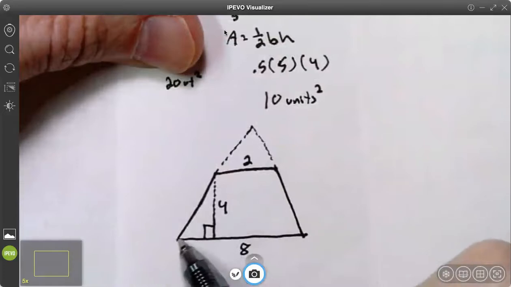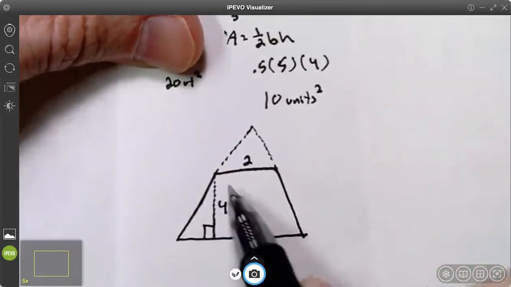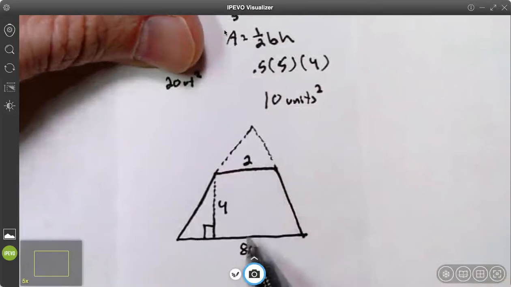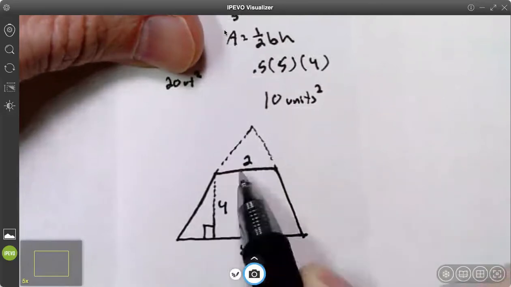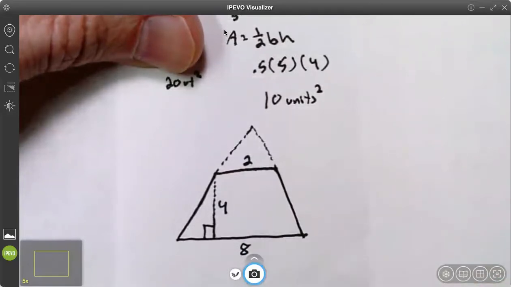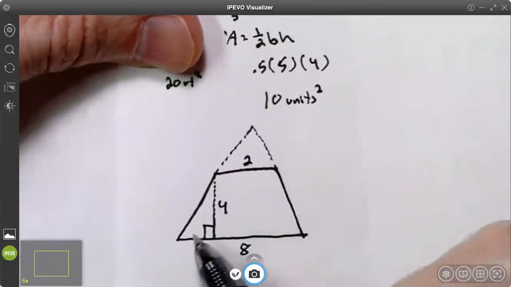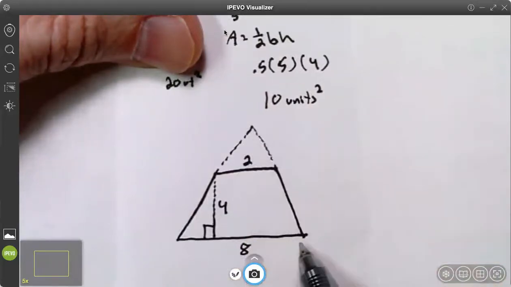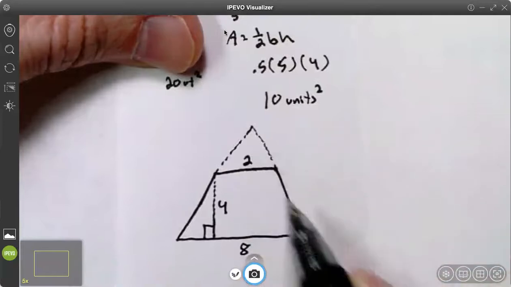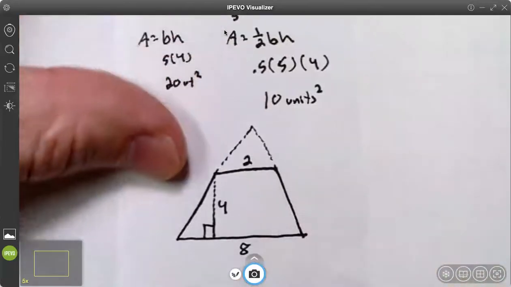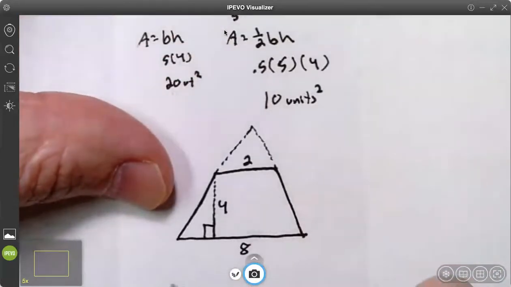Okay, a trapezoid has one set of parallel sides. This line and this line are parallel, and it has 4 sides. It is a quadrilateral with one set of parallel sides. So if a triangle is half the base times the height, and the only difference in a trapezoid and a triangle is I have 2 bases, I just need to account for that.